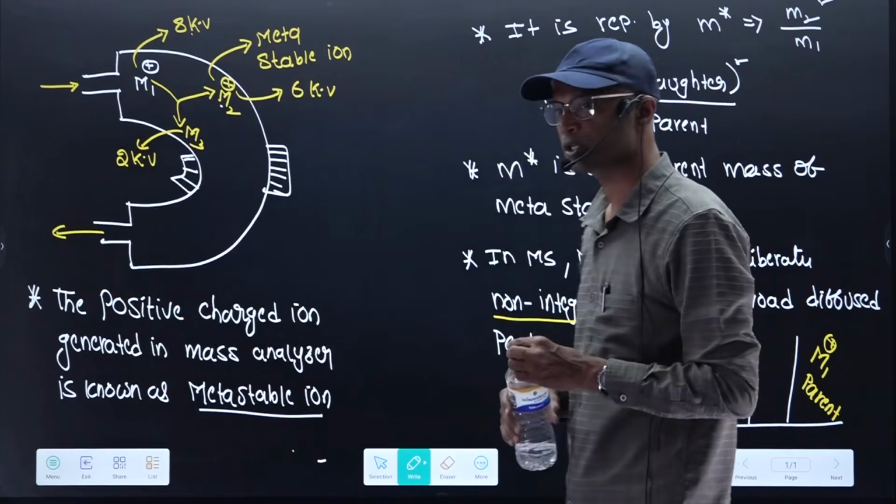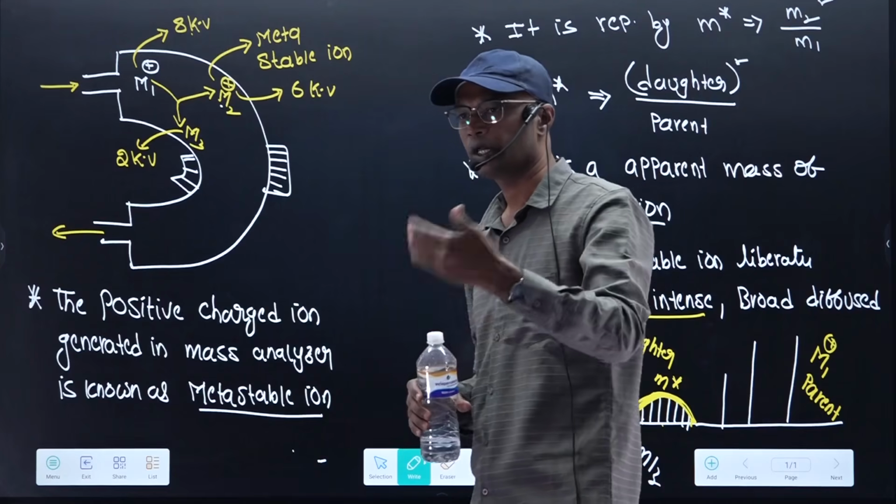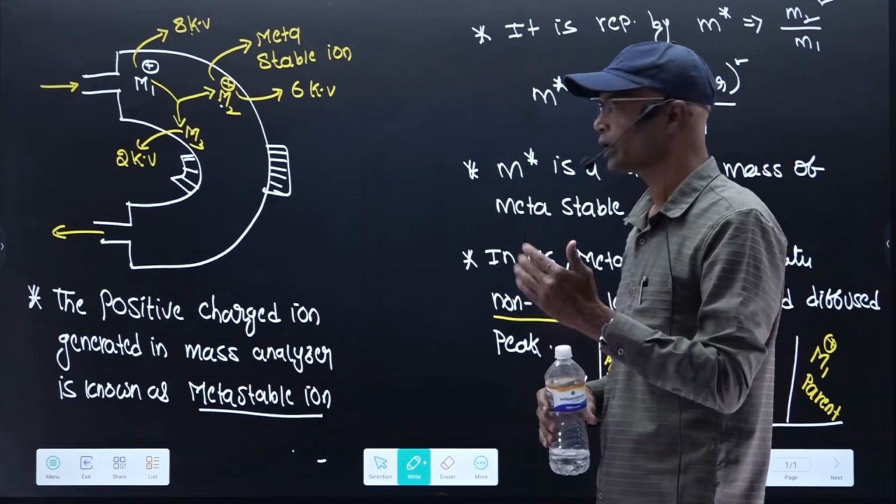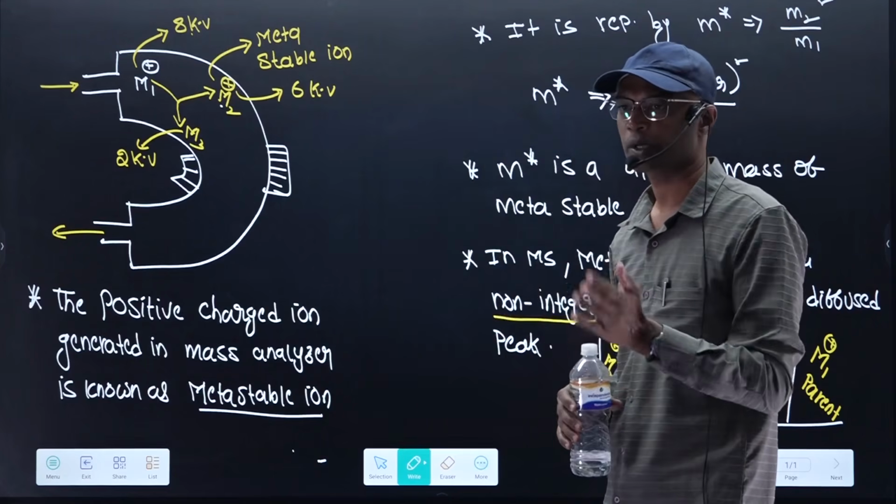A few questions we will discuss in the next class regarding all types of ions. Then I will start what are the types of ions and what are mass spectra rules.